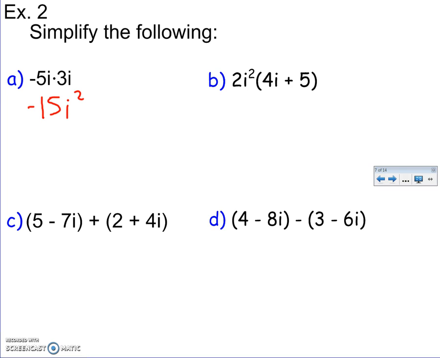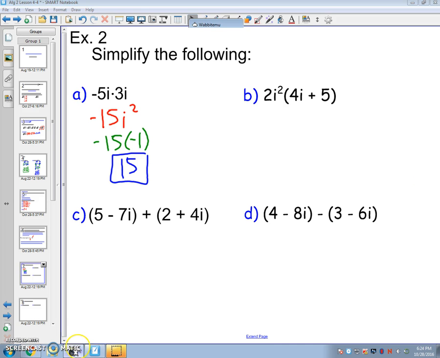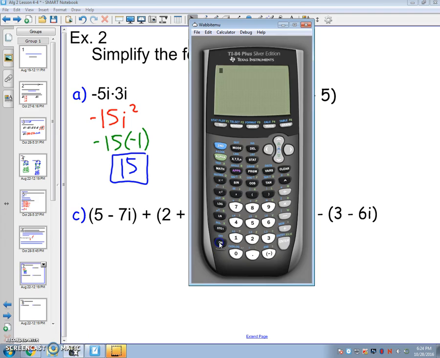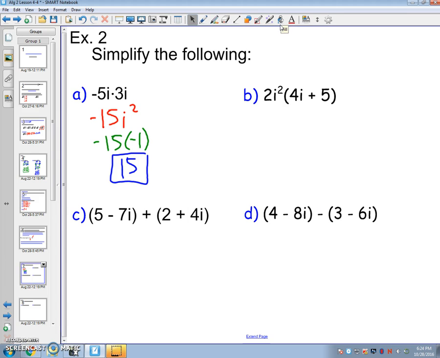Now I memorized that. Remember, your answer is not going to have exponents for i, so you have to change that. So -15 is still there. i squared is really -1. So -15 times -1 is +15. That's the answer there. I could check that using a calculator. -5i times 3i gives me +15.